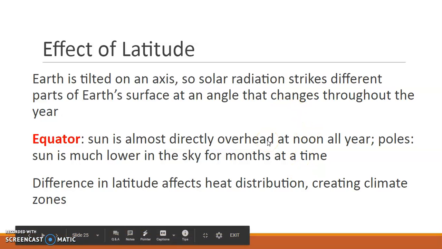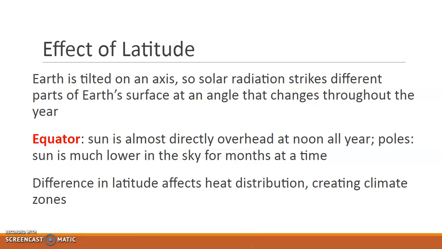The effect of latitude: basically, the Earth is tilted on an axis. So solar radiation hits different parts of the Earth's surface at an angle, and that angle changes throughout the year. So in the summer, California, for example, gets a lot more heat because the Earth is tilted so that California is closer to the sun, okay? And we get more of the heat.